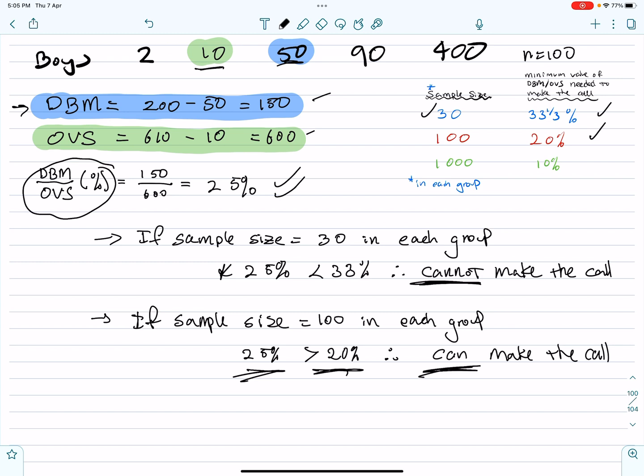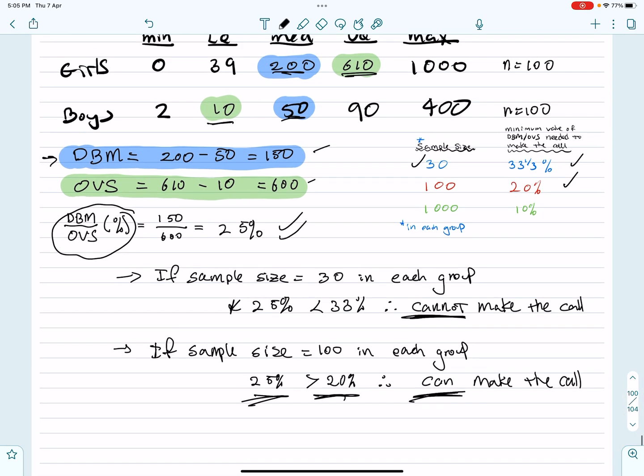So that's how we can use a numerical calculation to help decide if we can make the call or not. But please remember, your data is only as good as your sample. We're trying to see if the sample can tell us something about what's happening back in the population, so the sample size is going to affect our level of confidence.